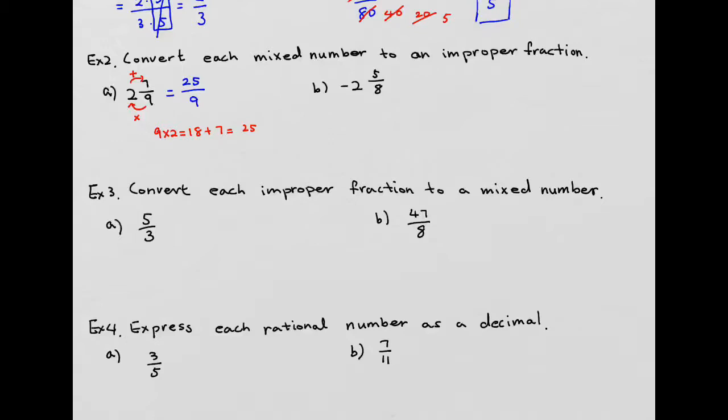Let's try one more time. This one will still be negative. Negative, positive sign do not change. And we do 8 times 2 plus 5, right? So you're going to get 16 plus 5, that's 21. It will be 21 on the numerator and 8 will stay the same.